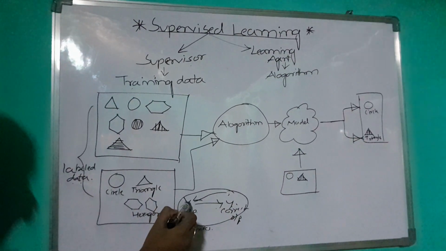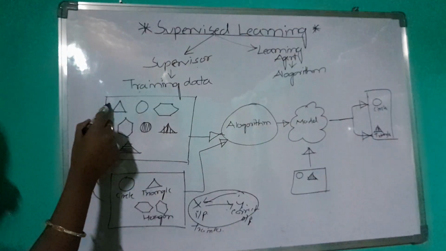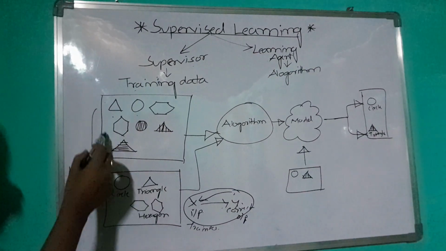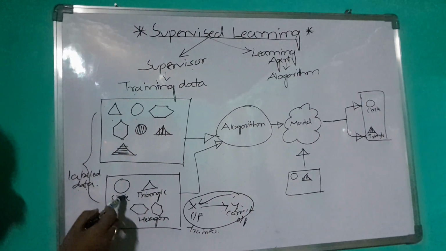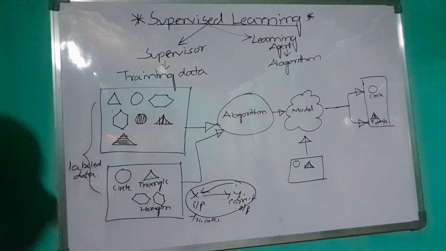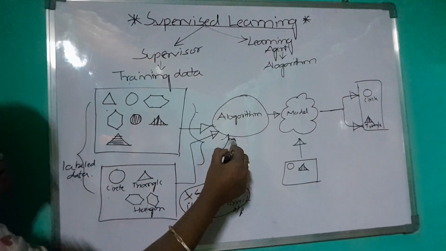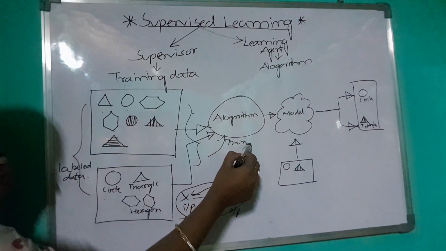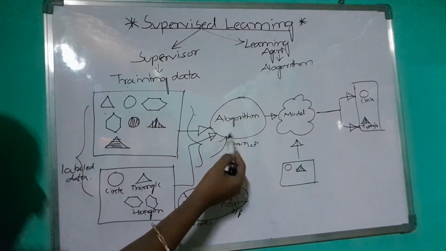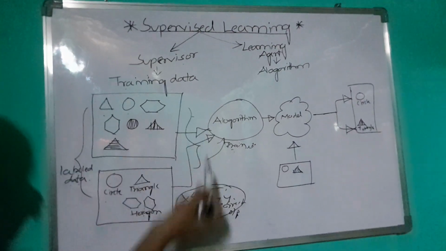output for the input. For example, in this example, there are various shapes: triangle, circle, hexagon, etc., and we are providing labels. What shape is circle, what shape is triangle, and what shape is hexagon. So by this data, algorithm gets trained and it is now ready to identify what is the label of the shape.